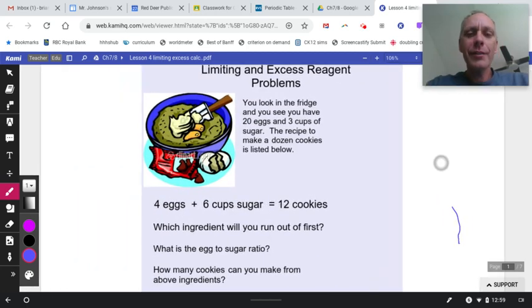Hello, and welcome to one of our last lessons in Chapter 8. So, today is a big lesson. Limiting and excess reagent problems is one of the hardest topics in Chem 20, and it's just because the questions take a lot of time to work through.